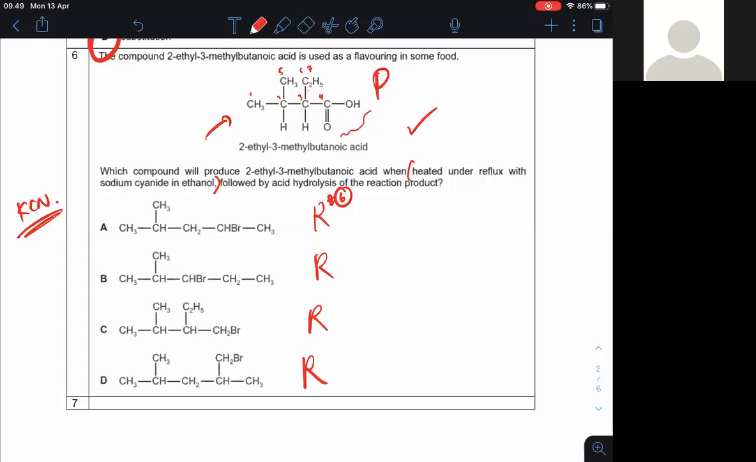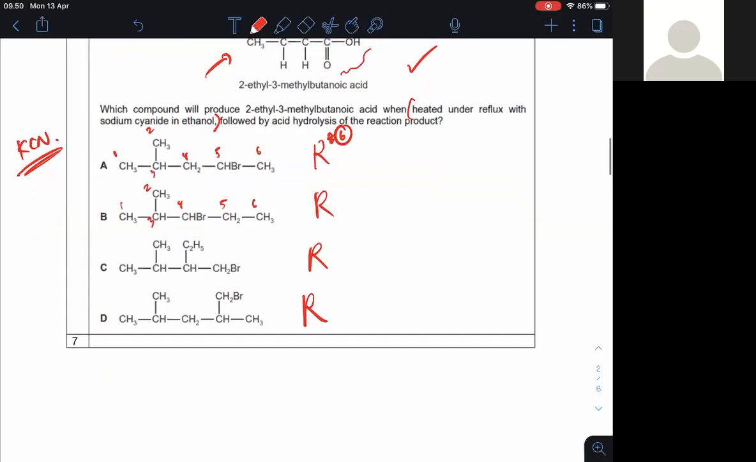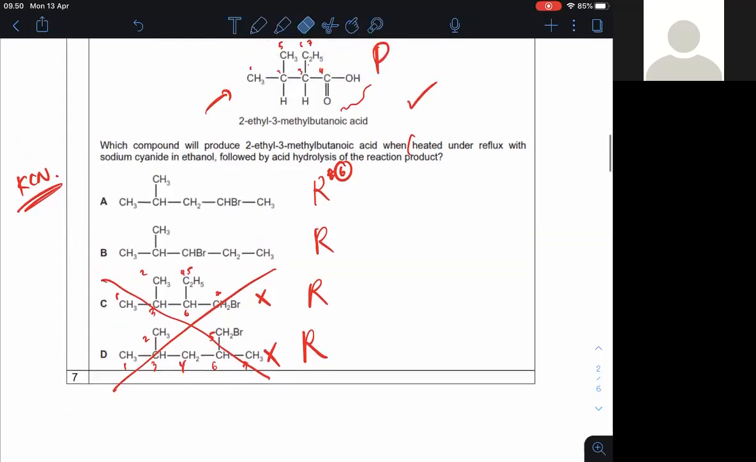Anything that has a different number of carbon will not be the answer. So if you see 1, 2, 3, 4, 5, 6, it might be the answer. 1, 2, 3, 4, 5, 6, 7 cannot be the answer. Okay, you have already eliminated C and D. So now we just need to focus on A and B and find out what will be the answer.